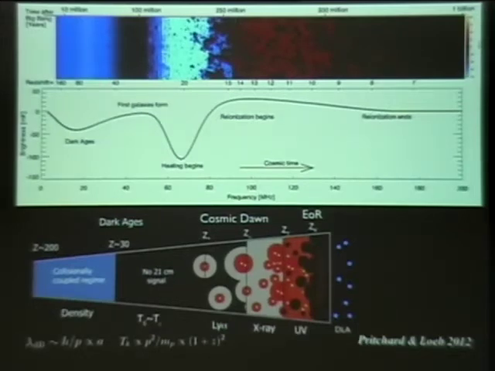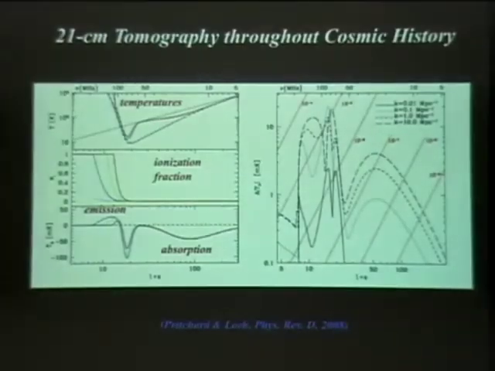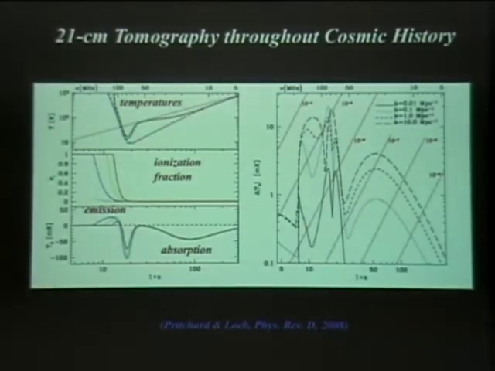So we can actually image the effect that the stars and black holes had on the hydrogen through the 21-centimeter line. And that's what makes it exciting. And you can do a very detailed calculation in which you calculate, for example, here the dotted line shows the microwave background temperature.